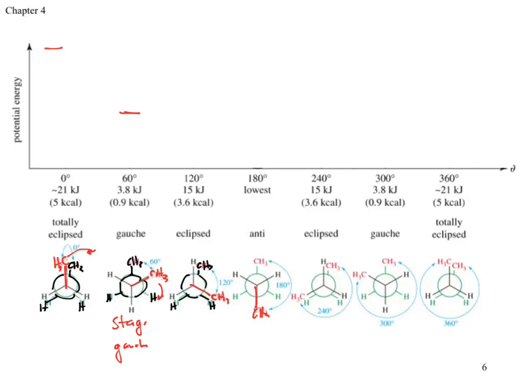Next one is eclipsed. Really high eclipsed or lower eclipsed? How do you know it's lower eclipsed? Methyl to hydrogen as opposed to methyl to methyl. So we should be higher than our gauche, but not as high as our original eclipsed. The next one is our lowest.